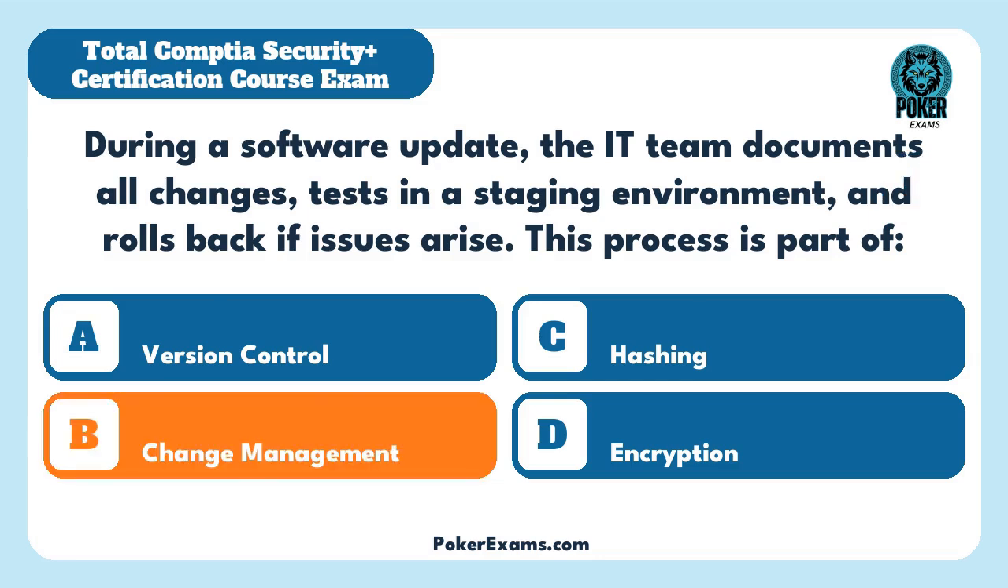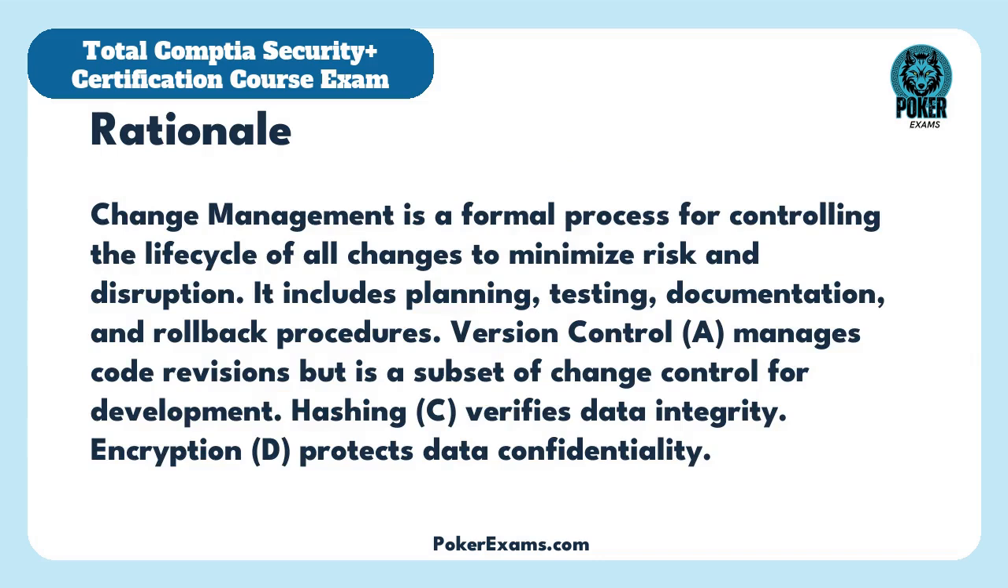Correct answer is B. Rationale. Change management is a formal process for controlling the life cycle of all changes to minimize risk and disruption. It includes planning, testing, documentation, and rollback procedures. Version control, A, manages code revisions, but is a subset of change control for development. Hashing, C, verifies data integrity. Encryption, D, protects data confidentiality.